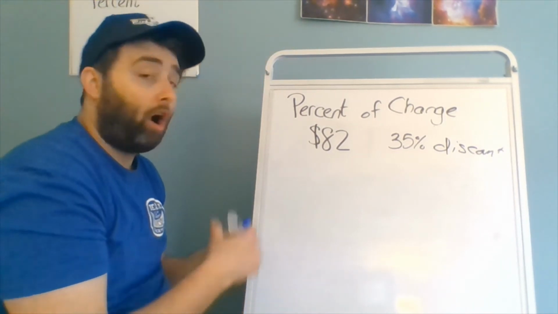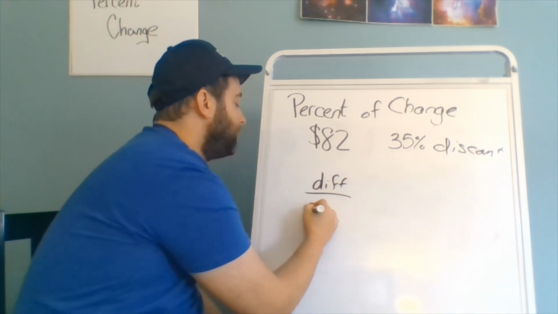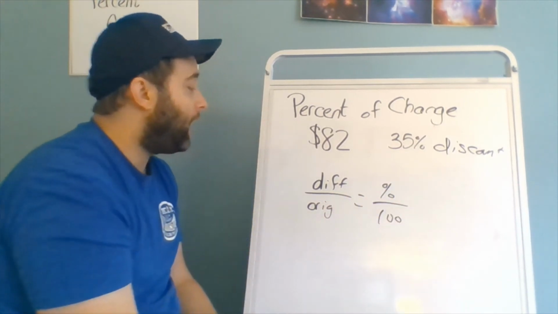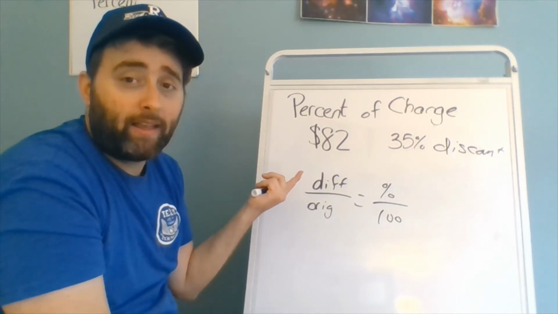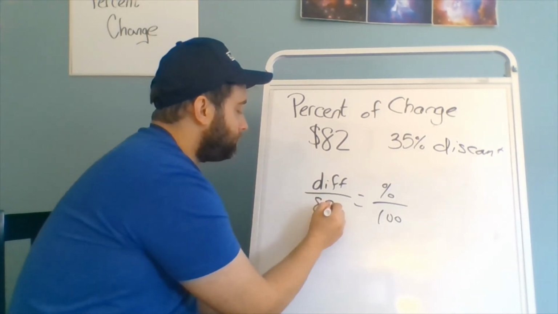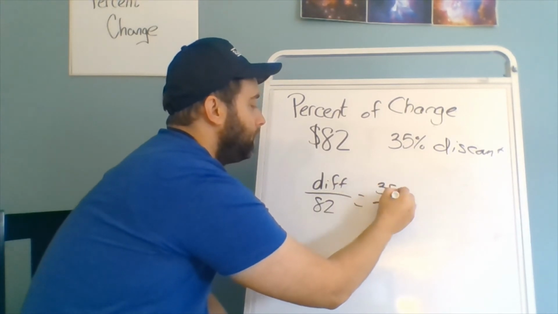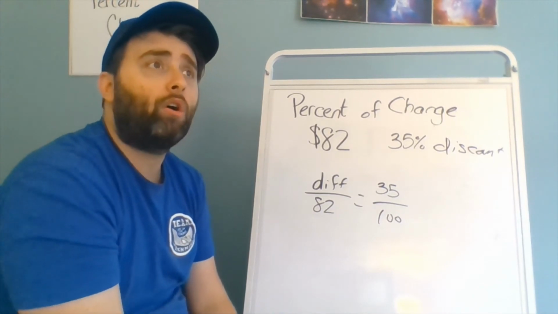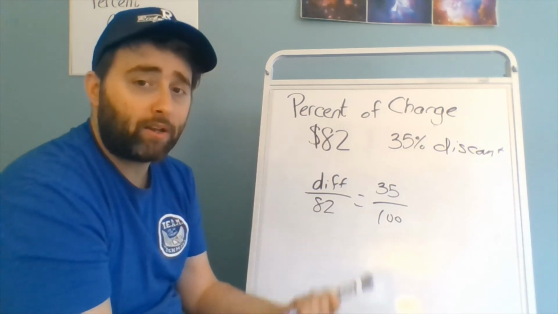So, our formula: difference over the original equals percent over 100. Now, we don't know the difference. The difference is going to lead us to our final answer. We know the original was 82. Our percent is 35. Now, I know what you're saying, Mr. Nugent, we kind of did something like this. Yes, we did do this before. I forget what it was with, but this is just another way of showing you how to do it.